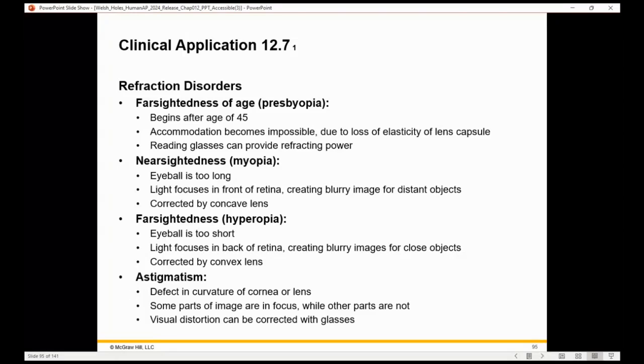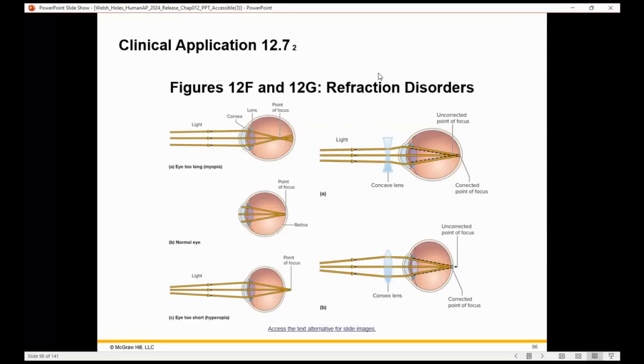In farsightedness, or hyperopia, the eyeball is too short. Light focuses in back of the retina, creating blurry images for close objects. It's corrected by convex lenses. Astigmatism. This is a defect in the curvature of the corneal lens. Some parts of the image are in focus while other parts are not. Visual distortion can be corrected with glasses. This figure shows you refraction disorders.